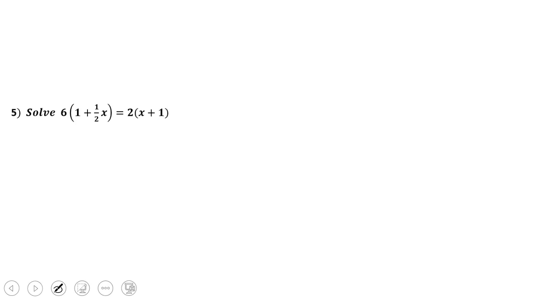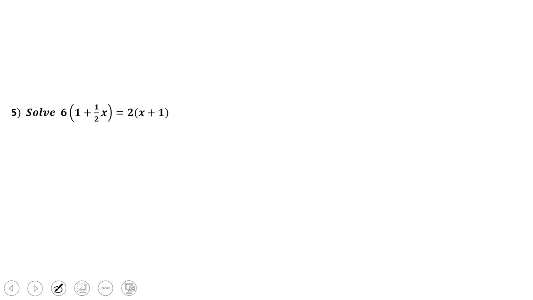And thanks for joining me in example 5. We're going to solve this equation. It looks kind of crazy. It's really not. You just got to be calm, relax, don't stress. Everything is the same. You just follow what we've been doing, the same procedures, and everything works out just fine. So we're going to solve 6 times this quantity of 1 plus 1/2 x is equal to 2 times the quantity of x plus 1.